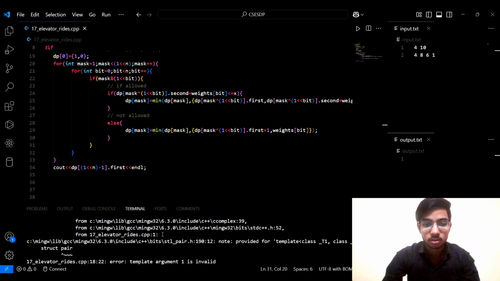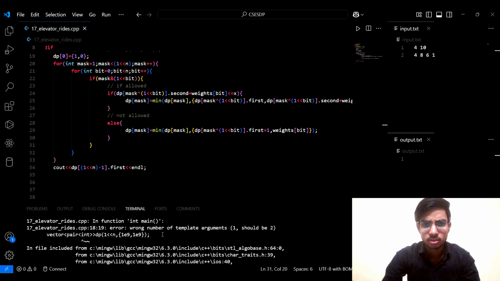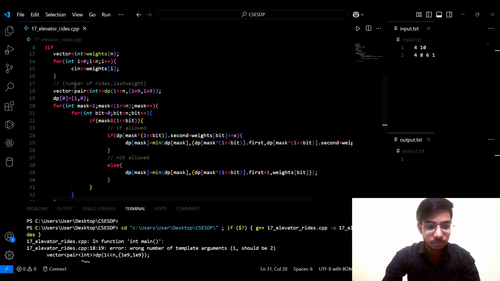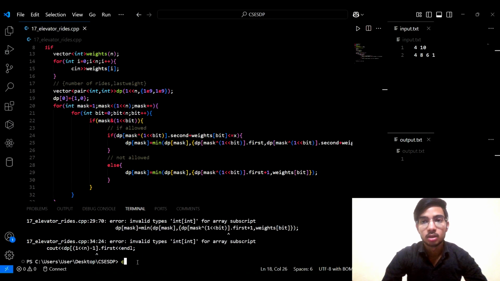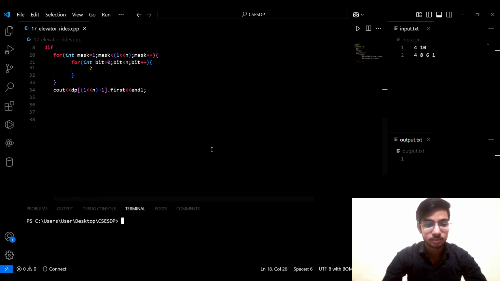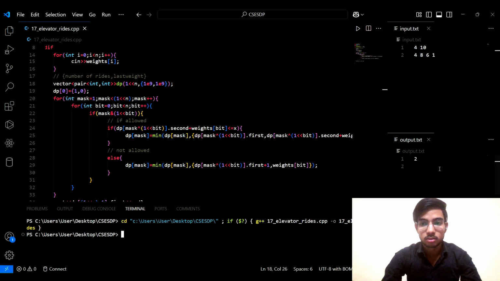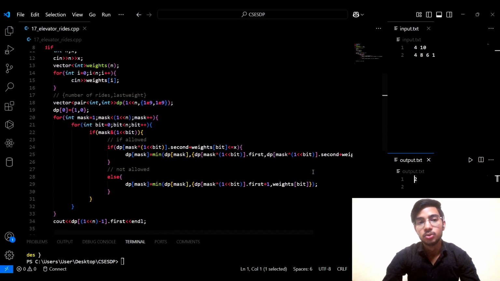There's a mistake. What is this? It's pair int comma int. We forgot it. Pair int comma int. Let's try to run it again. Yes, let's try to run it again. Yeah, it gives us the right answer, that is 2, right? So this is the code.